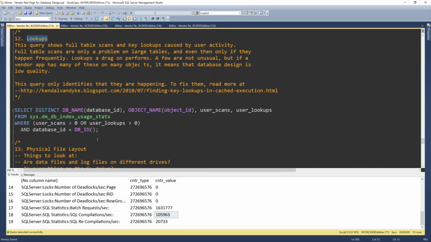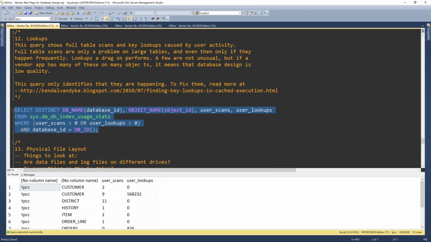Here, I want to know how many different kinds of lookup activities I have happening on my system. And so here in the customer table alone, look at this. I've got user lookups of more than 500,000. And whenever you have a key lookup, that means you've got an opportunity to include a new index or possibly to include columns in an existing index.